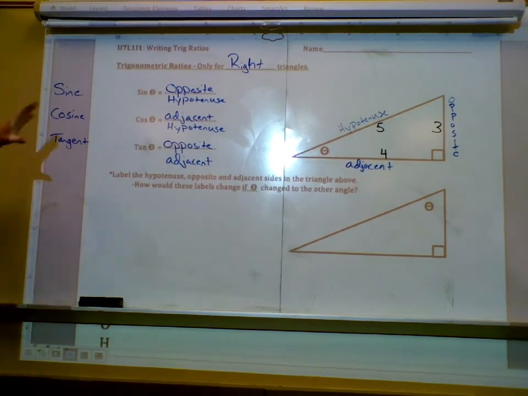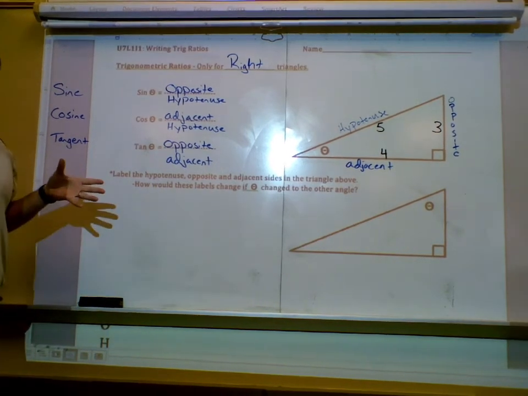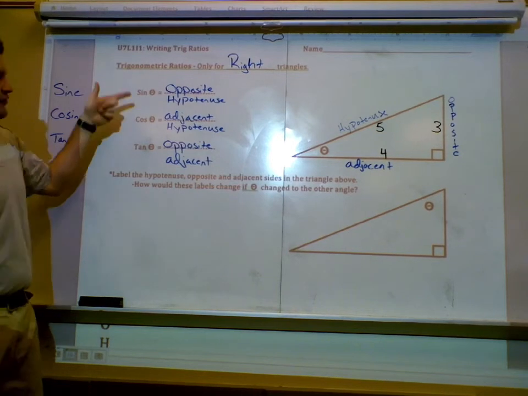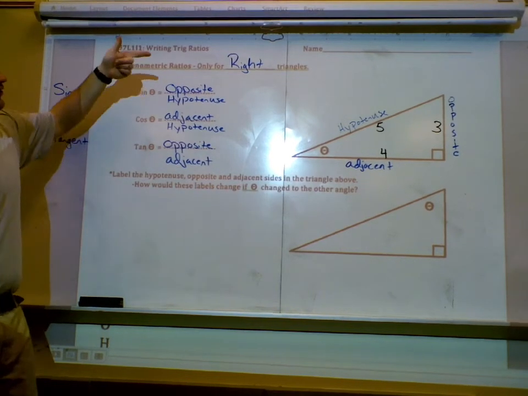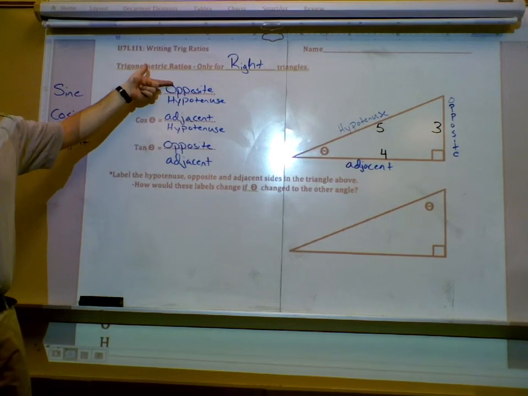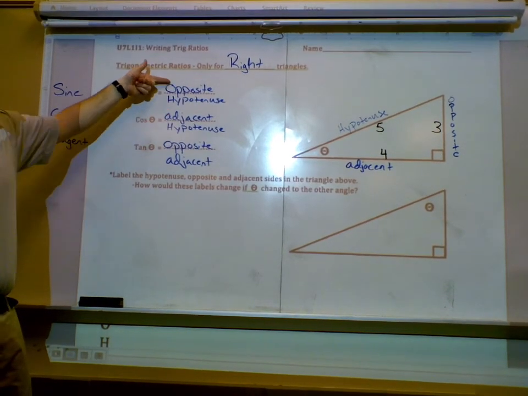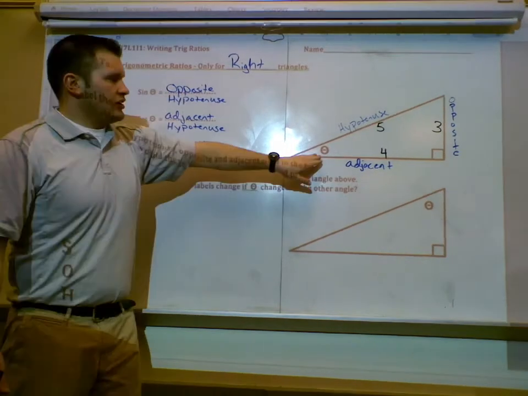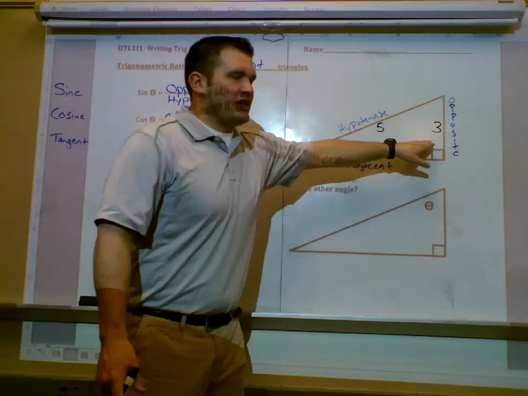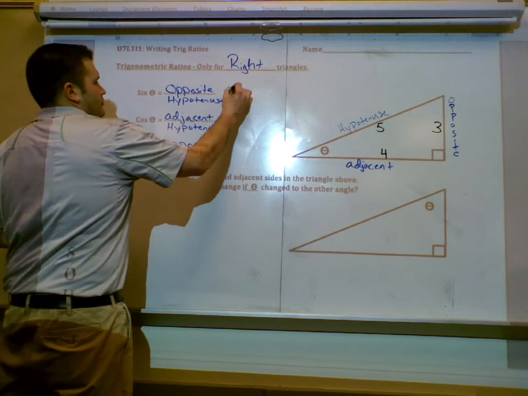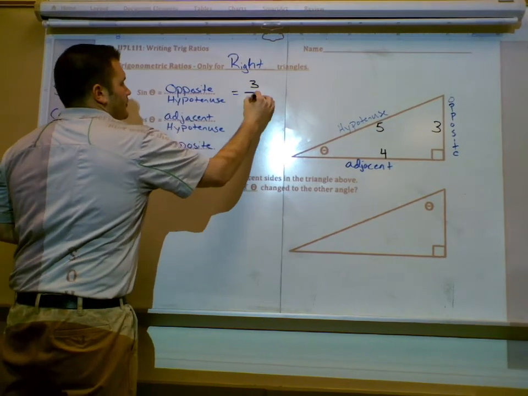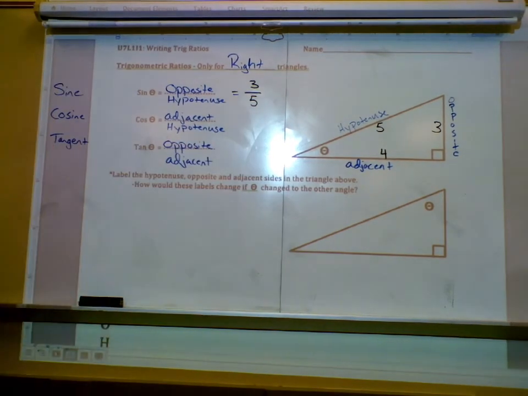Okay. So the ratio we're looking for here, if we're doing sine, is the length of the opposite side divided by the hypotenuse length. So what's the length of the opposite side? Right here I'm at theta. What's the length of the opposite side? 3. And the hypotenuse is 5. So this ratio is 3 over 5.